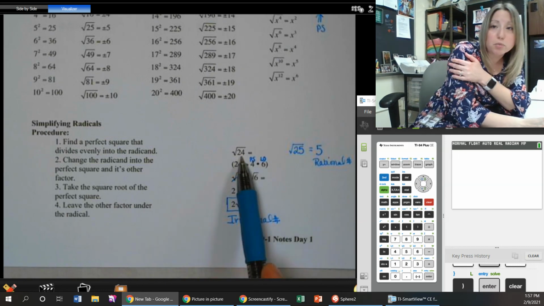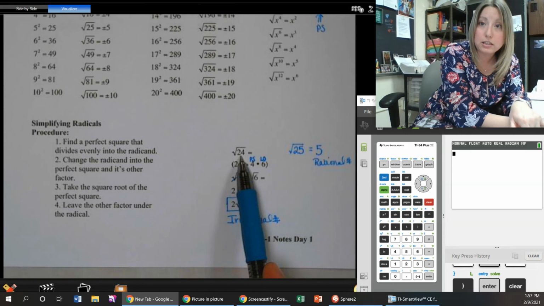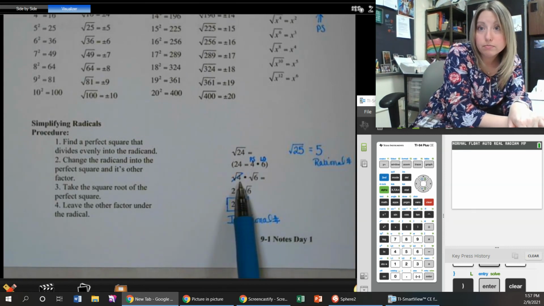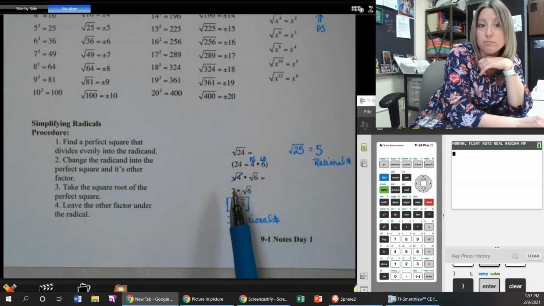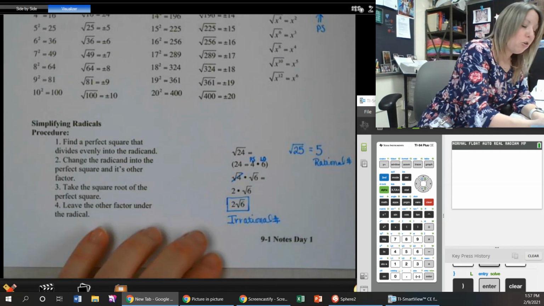There is not a number times itself that gives me 24. So I did the next best thing, which is find a factor in there that could. And I took its square root. That was the closest thing I could get. Okay, let me show you another one.